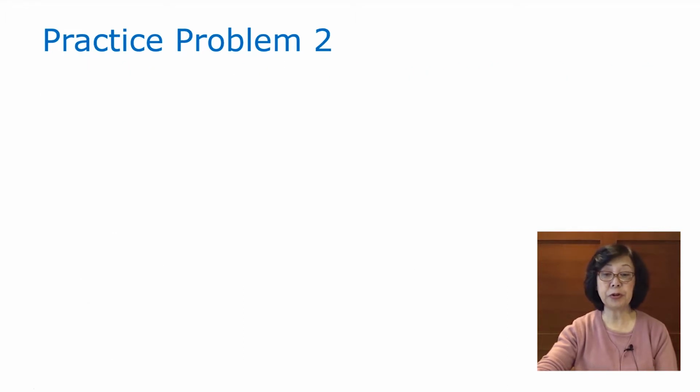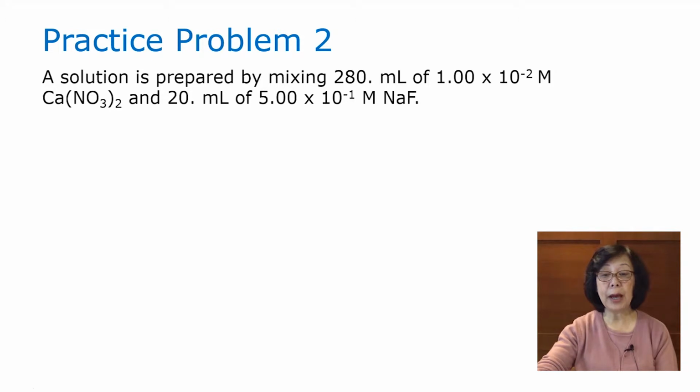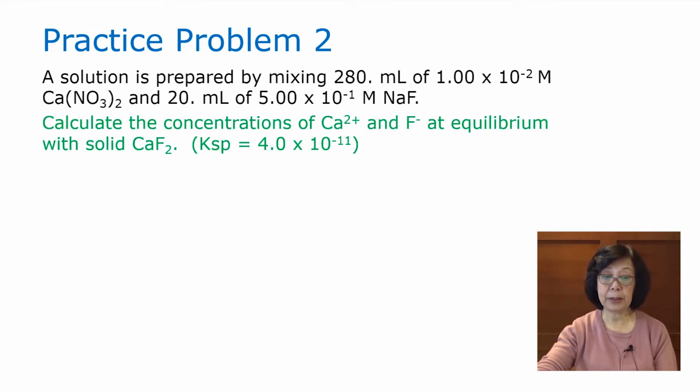Practice problem number 2. Now we have calcium nitrate, 280 milliliters, 1 times 10 to the minus 2 molar, added to 20 milliliters of 5 times 10 to the minus 1 molar sodium fluoride. Let's calculate the concentration of calcium and fluoride ion at equilibrium. KSP is 4.0 times 10 to the minus 11.